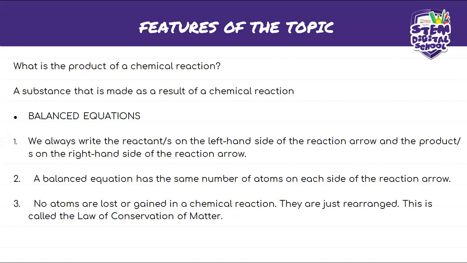So what is a balanced equation? A balanced equation is an equation in which we have the same number of atoms on each side of the reaction arrow. In another way, we can say a balanced equation is an equation that has the same number of atoms on the left-hand side as well as on the right-hand side of the equation.